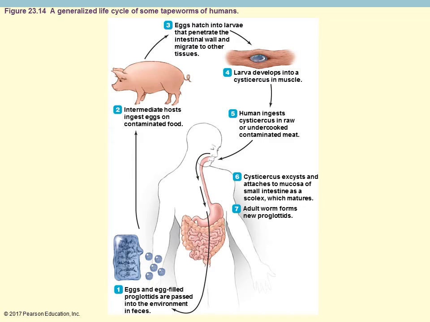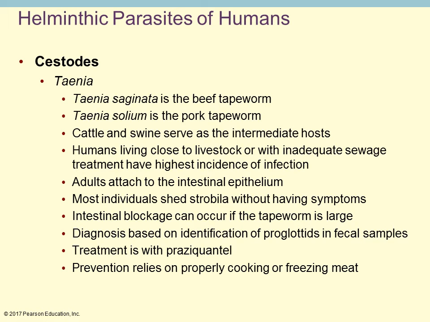In humans, this, in the small intestine, will mature into the adult worm. So there are a couple of different species. Taenia saginata is a beef tapeworm, and Taenia solium is a pork tapeworm. So either the cattle or the pig is going to be the intermediate host, and then humans who are either working closely with them or who ingest undercooked meat can become infected.